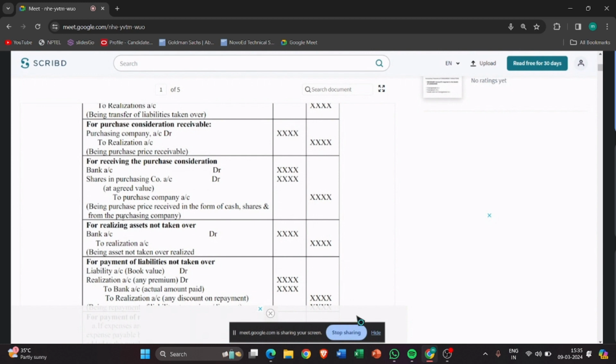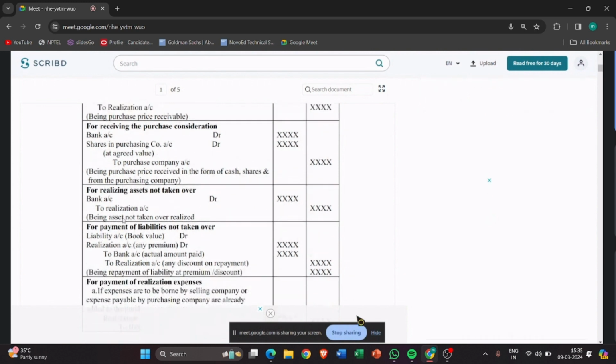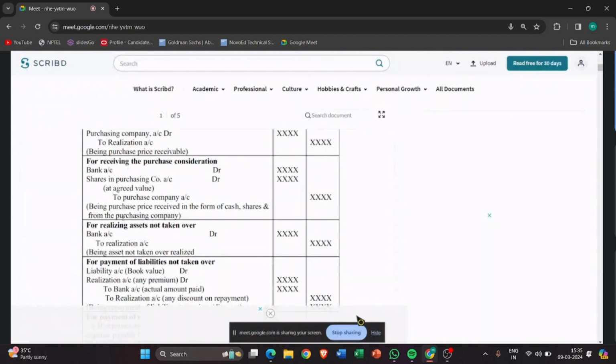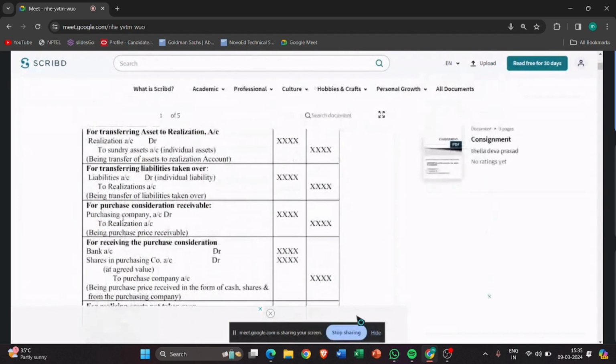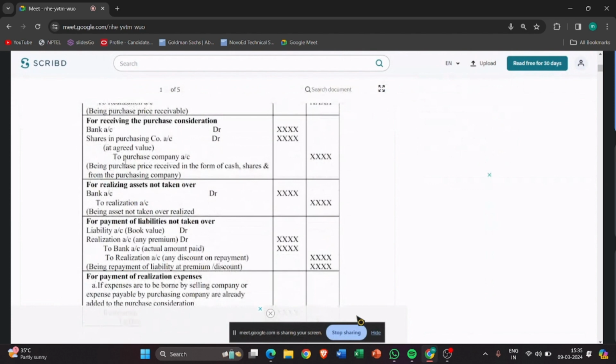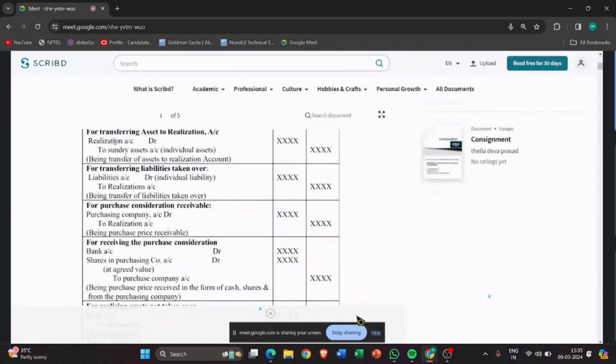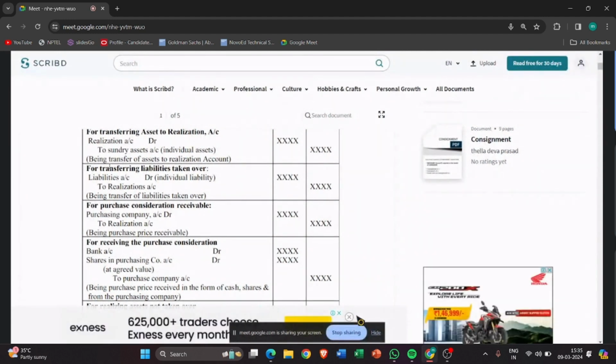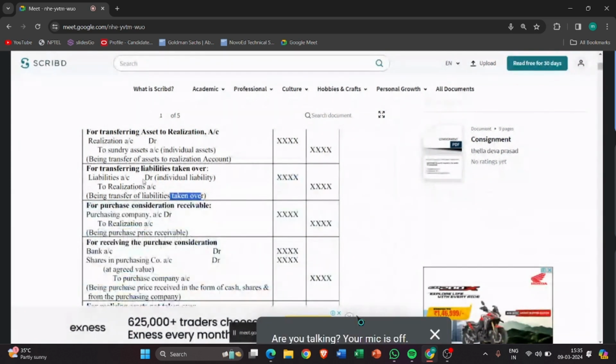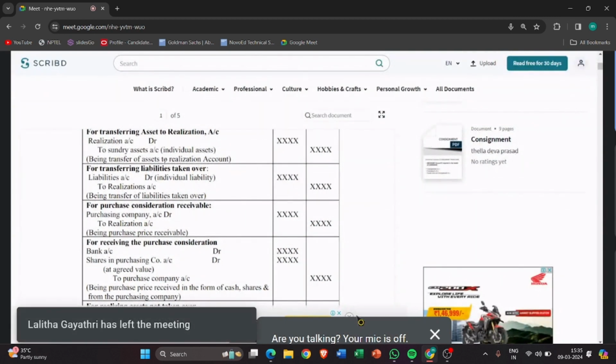After receiving the purchase consideration, this will be only in case of purchase, there will be some assets which will not be taken over by the other company. Those should not be transferred to realization account. There'll be liabilities which are not taken over by the transferee company. Those should not be transferred. That is why it is written here. See, only those which are taken over. Same way, only those assets which are taken over should be transferred.